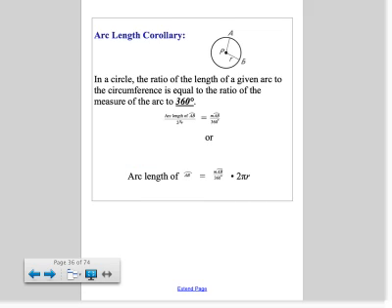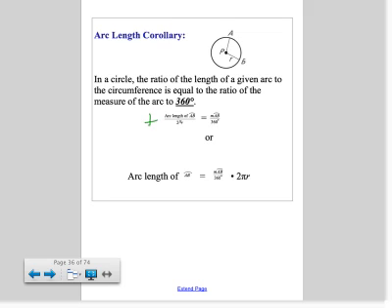Alright, now we're getting into arc length. This is going to probably be some new stuff here, so you're going to pay careful attention. The ratio of the length of a given arc to the circumference is equal to the ratio of the measure of the arc to 360. So you can set this up two different ways.